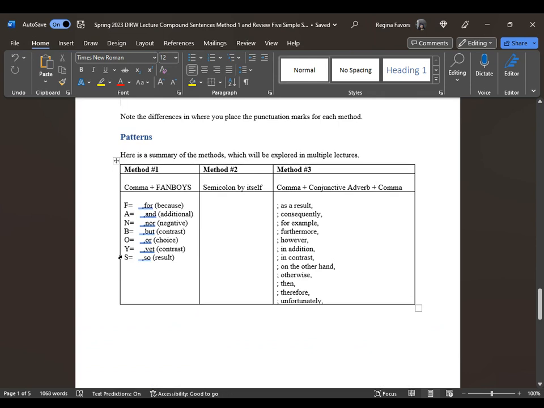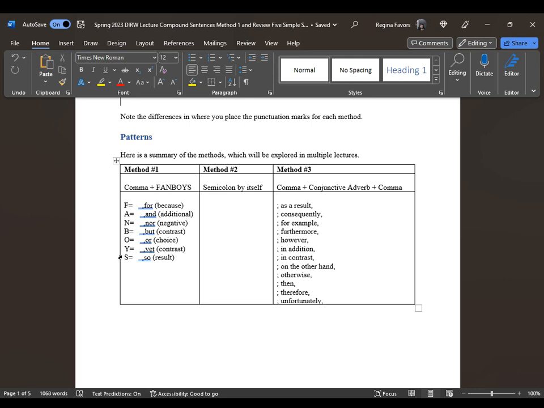Method number one will be comma plus fanboys. And there are the definitions, and you see that there's a comma placed before the fanboy, then the fanboy, and it gives you the definition. So for is usually defined in terms of because, and is defined in terms of additional. Nor is for negative, but is for contrast, or is for choice, or you could use the word alternative. Yet is for contrast, and then so is for result or consequence.